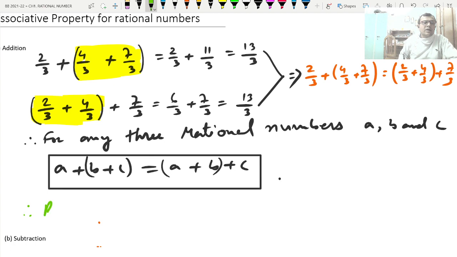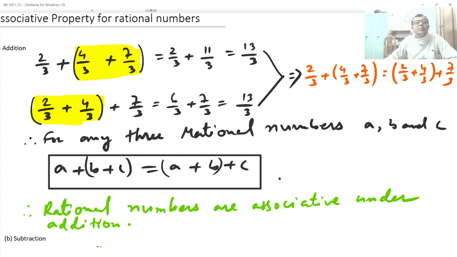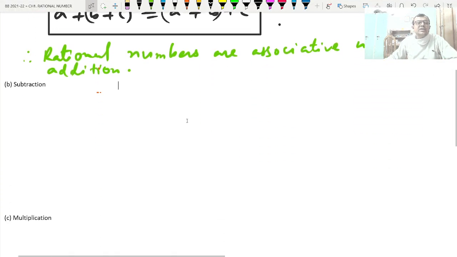Therefore, this property is called associative property. Therefore, rational numbers are associative under addition. This property is known as associative property. Now, if you do the same thing for subtraction, what will happen?